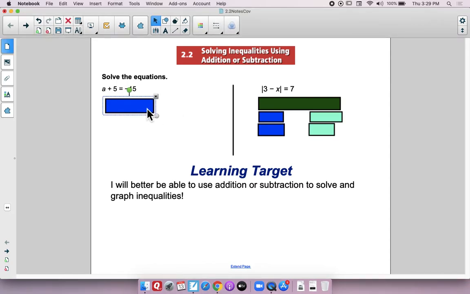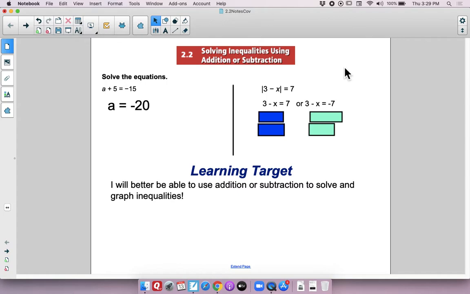Okay, so we're back, and hopefully you just subtracted 5 from both sides and got negative 20. And of course, you could plug in to check. Negative 20 plus 5 is negative 15. And here, in order to write this as two linear equations without the absolute values, you would write them like that, right? Again, like I gave you in that hint, we want 3 minus x equals 7, or 3 minus x equals negative 7, and then you need to solve for x in both situations.